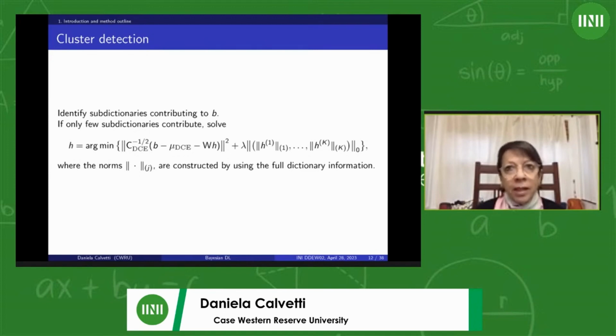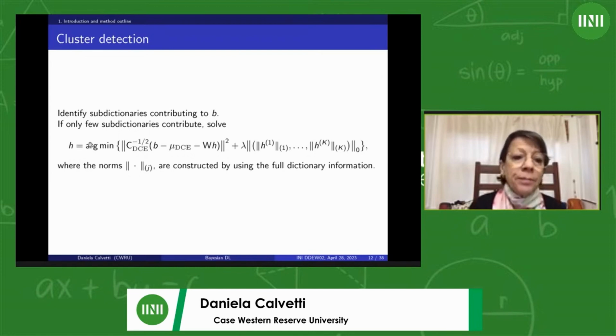We don't expect to have a very good resolution of B if we're using just the feature vectors. So we're eventually going to go back to the atoms of the original dictionary, but we want to deflate the original dictionary. So we want to drop all of the sub-dictionaries that do not play a role. We want to identify sub-dictionaries that are contributing to the representation of B. Of these sub-dictionaries, we only expect very few to play a role.